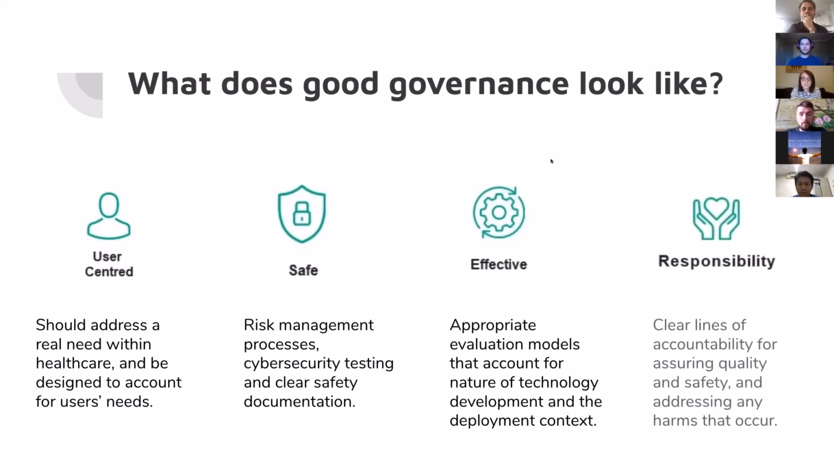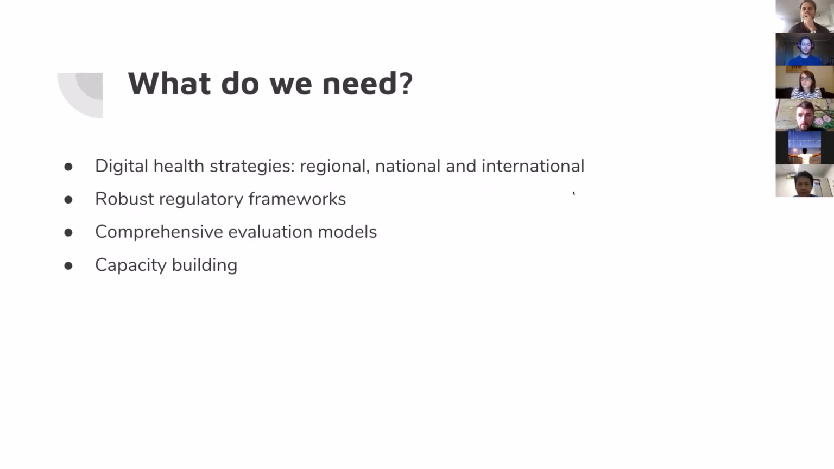And responsibility. We need clear lines of accountability, be that for the person creating the technology, as well as at a national or potentially even international level. So there's responsibility in place. If something goes wrong, someone's going to own that, someone's going to do something about it. And again, this all comes back to users feeling that they can trust and engage with technology.